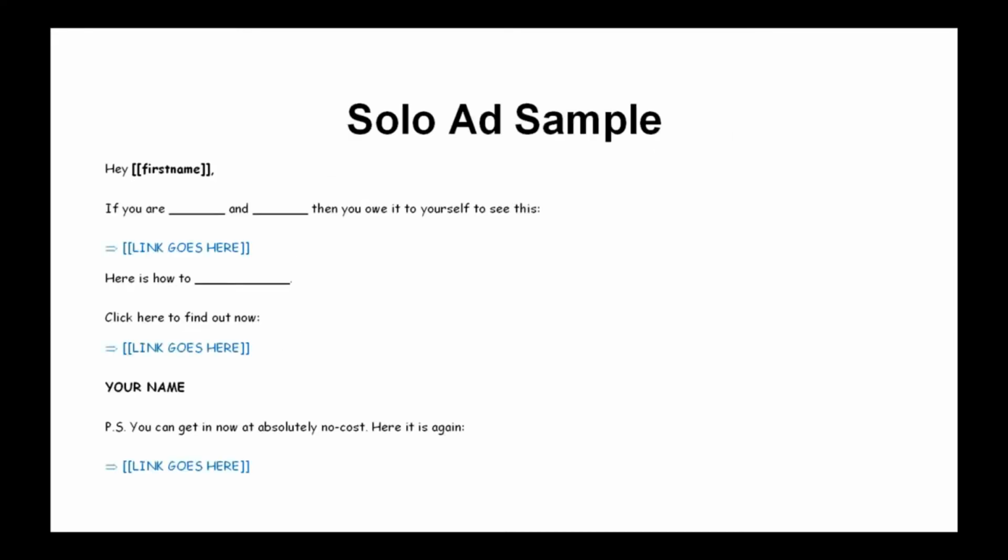This is an example of a solo ad email. You can start with stating the problem the readers are facing right now. Insert a URL after that. Then, you tell them the solution for the problem. Same thing here, you insert another URL. You can end it right after this with a call to action or continue with a PS line and end it with an extra URL.